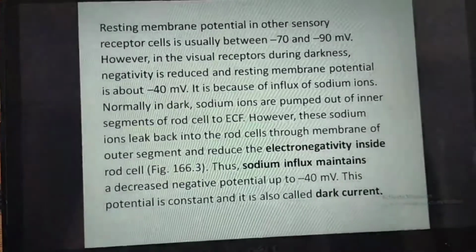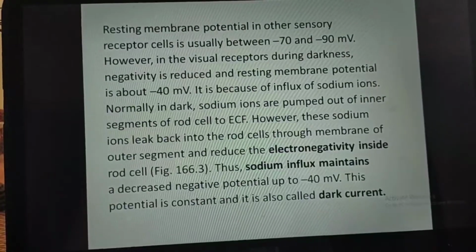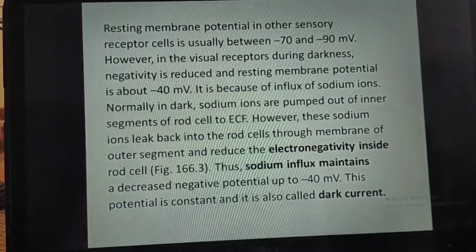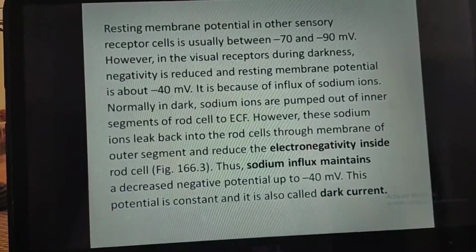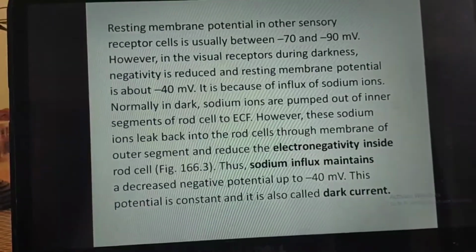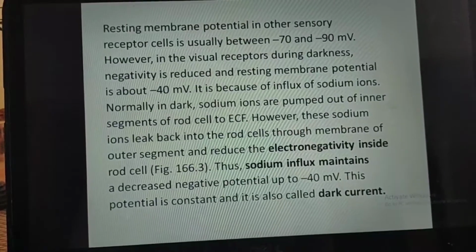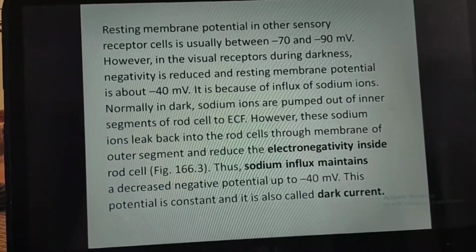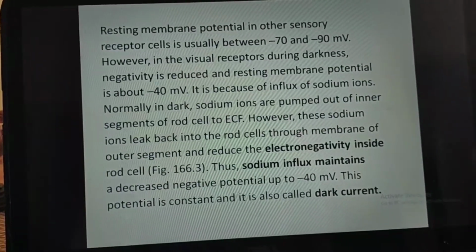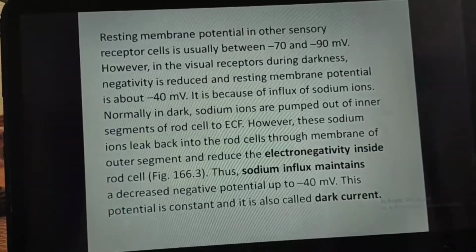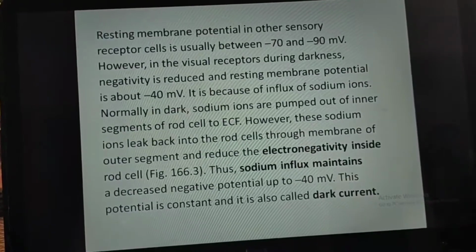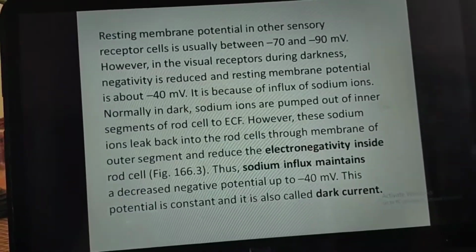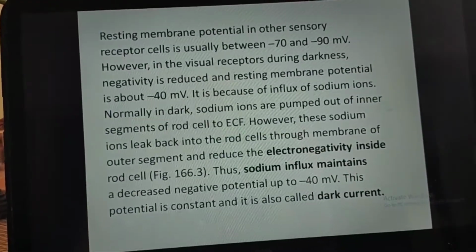It is because of the influx of sodium ions. Normally in the dark, sodium ions are pumped out of the inner segments of rod cells to the ECF. However, the sodium ions leak back into the rod cells through the membrane of the outer segment and reduce the electronegativity inside the rod cell. This is how sodium influx maintains a decreased negativity potential of up to minus 40 millivolts. This potential is constant and is also called the dark current.